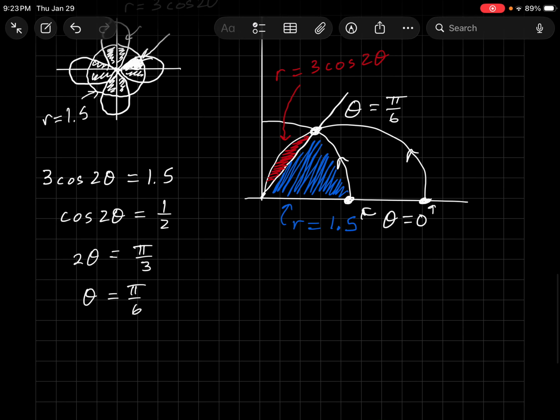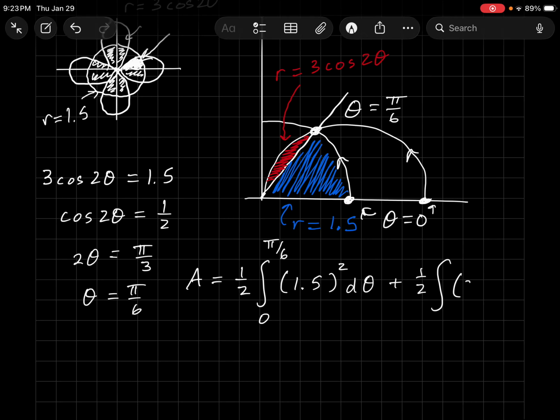So the area of the blue portion is 1/2 times the integral from 0 to pi over 6 of 1.5 squared d theta. The area of the red portion is 1/2 the integral of 3 cosine 2 theta squared d theta.